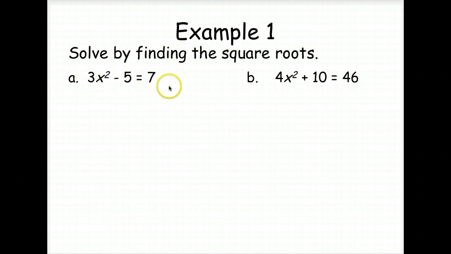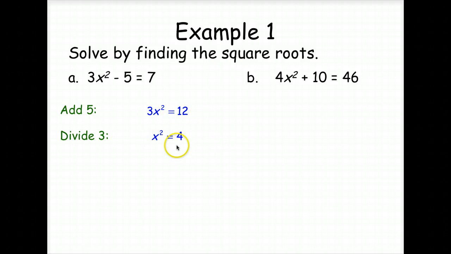Okay, for example 1, we've got two problems we're going to work, and we're going to solve by finding the square roots. The first thing we need to do, though, is isolate the x squared by adding 5 to both sides. Then you can guess what you need to do next, don't you? Divide both sides by 3. Now, something you need to remember as we're solving for square roots is that a negative 2 times a negative 2 will also give you a positive 4. So our answer will be written as plus minus 2.